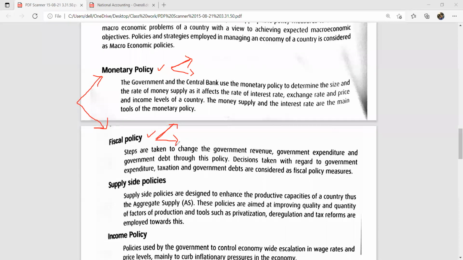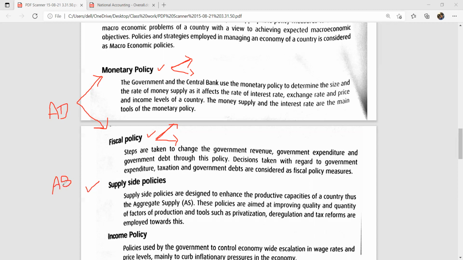So it says here, steps are taken to change government revenue, government expenditure, and government debt through this policy. Decisions taken with regard to government expenditure, taxation, and government debt are considered fiscal policy measures. Then the supply side. Here, aggregate demand is controlled. Then the aggregate supply can be seen over here.